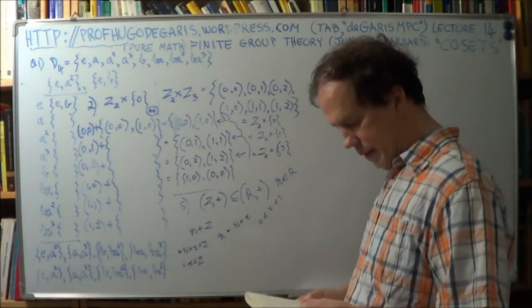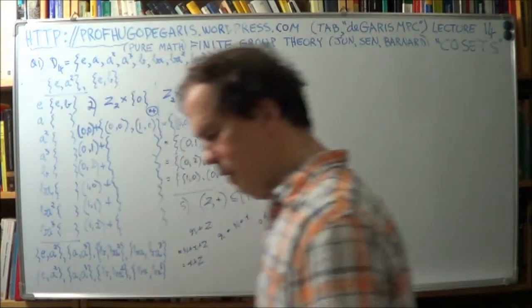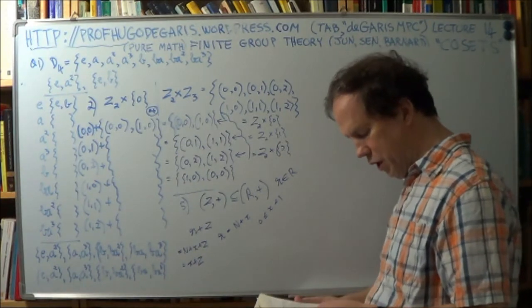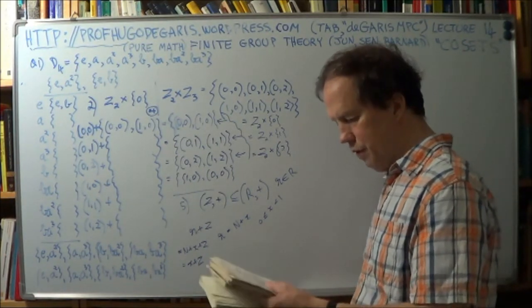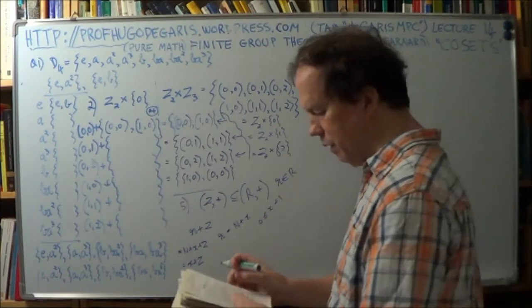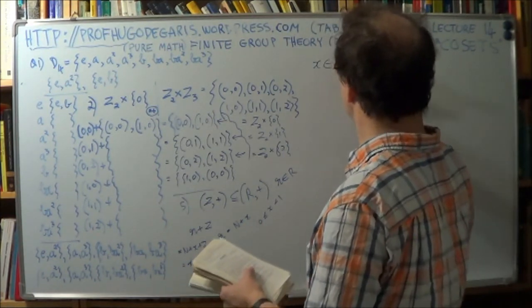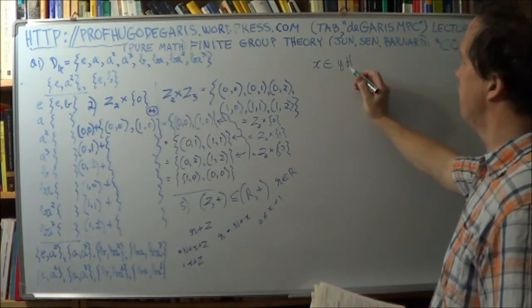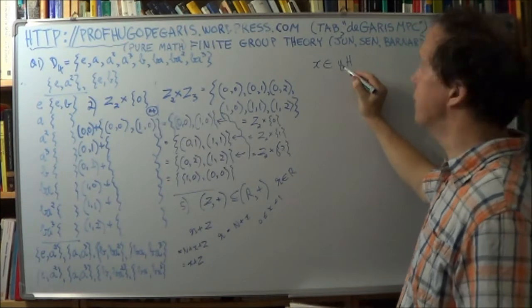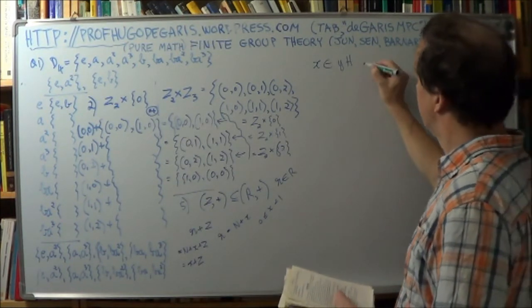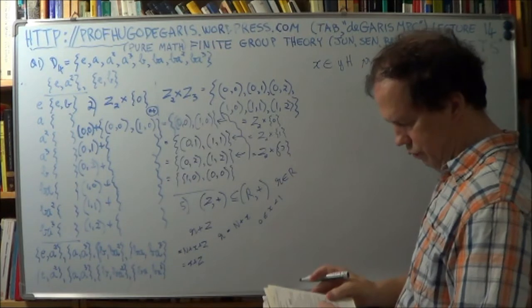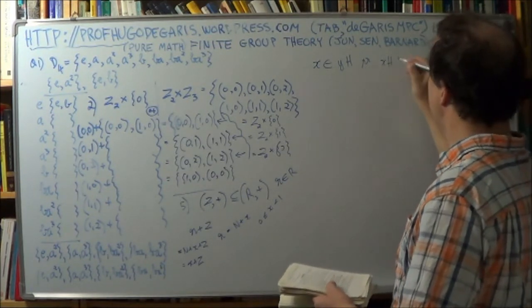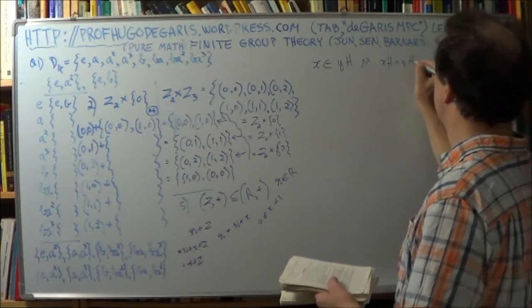Okie dokie. Question 7. So you've got a group G, you've got a subgroup H, and you're asked to prove that if x belongs to YH, in other words, if x is a member of the left coset YH, prove that the left coset XH is the same as YH.